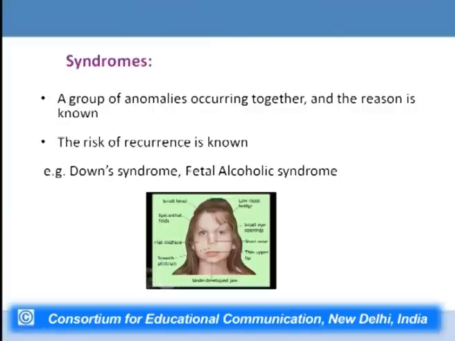As can be seen in this particular panel, these individuals will have a small head, epicanthal folds and underdeveloped jaws. So it can be seen that this particular malformation occurs because the woman is taking alcohol.